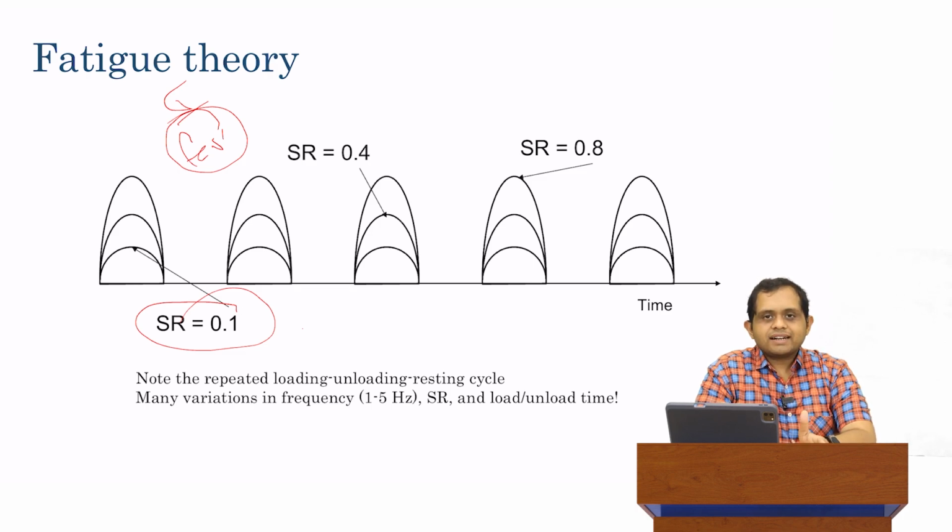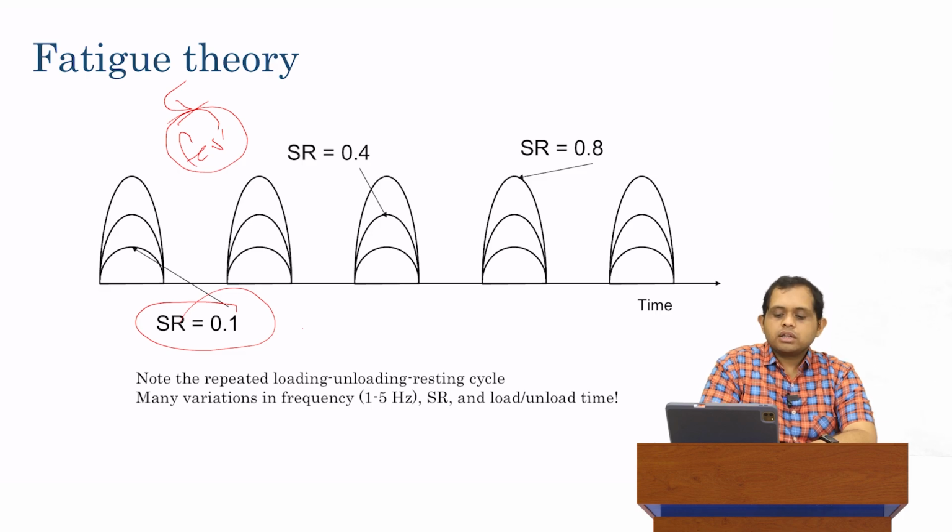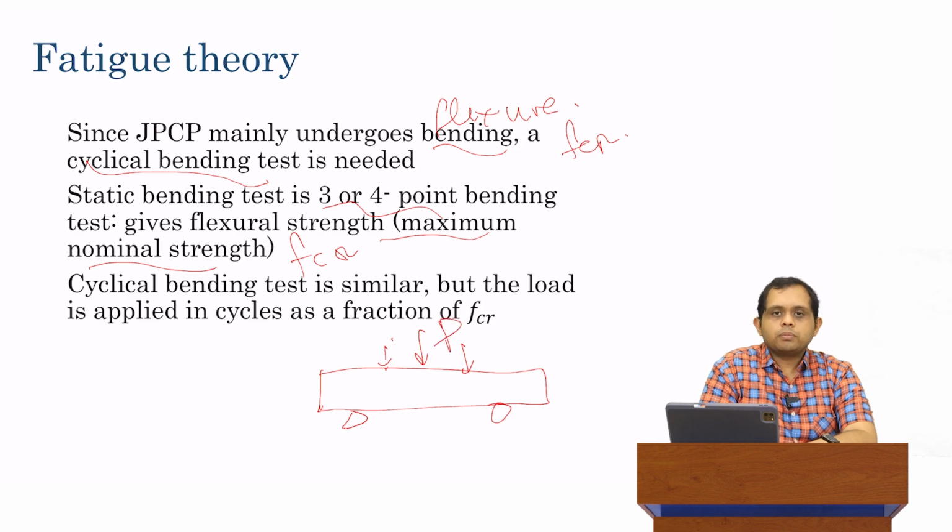So we conduct a static loading test, we calculate this FCR, or the flexural strength, and then we choose a particular value of stress ratio. For example, if the stress ratio we chose is 0.1, then we are saying that the maximum tensile stress that we want to develop in the original uncracked beam is 0.1 times FCR. And then based on that, we can calculate the appropriate load P that we're going to apply.